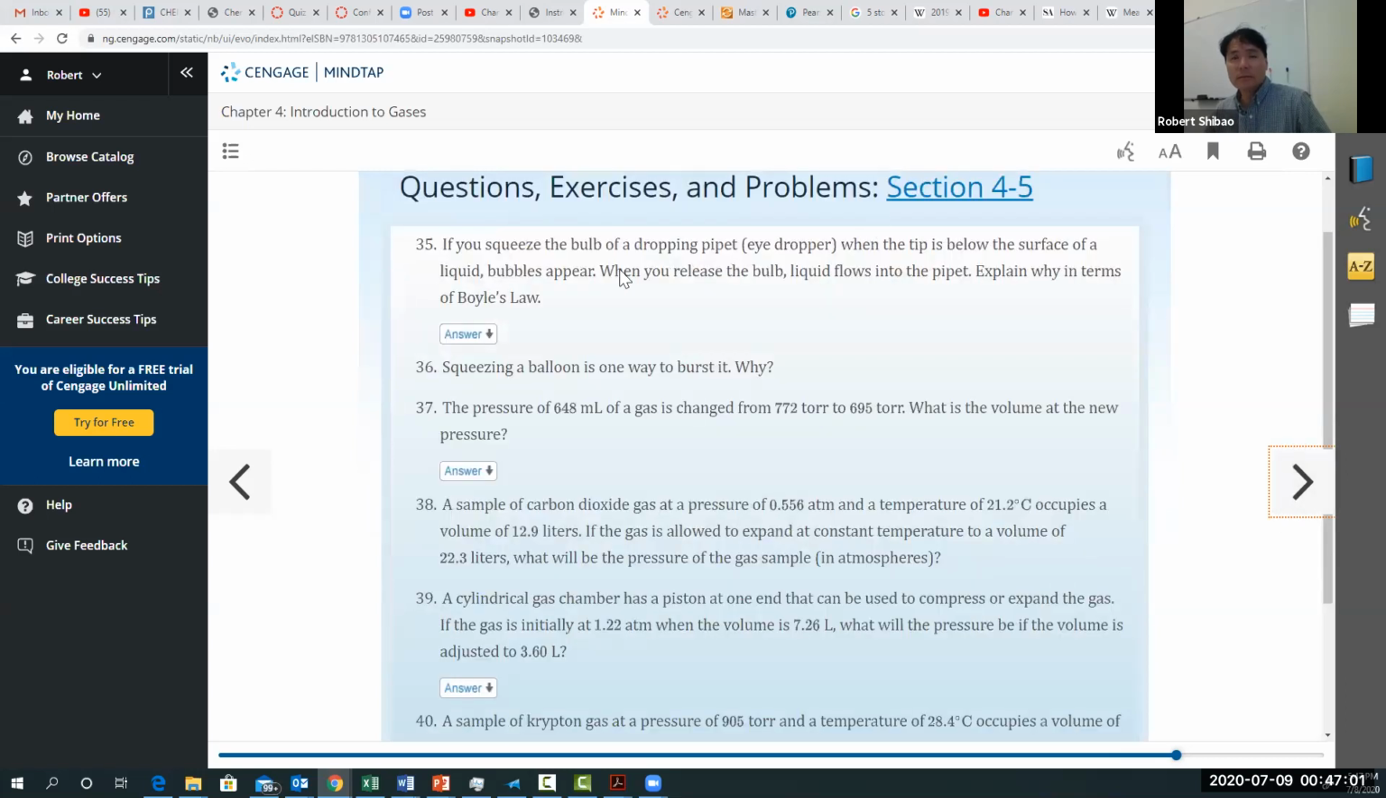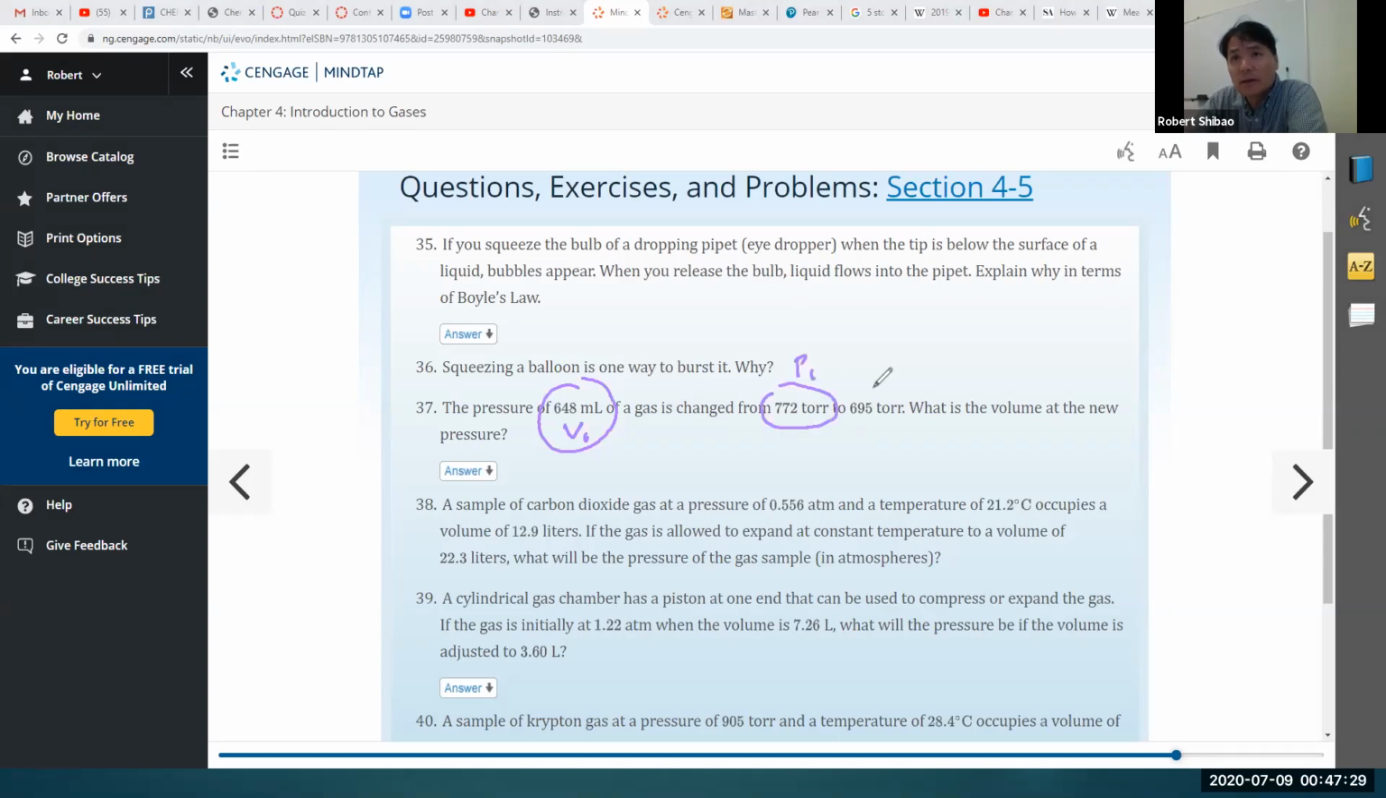So these are typical problems that we use the combined gas law. The pressure of 648 milliliters of gas, and so I would write it like this. I'm going to call this V1 here. Is changed from 772 torr, so I'm going to call this P1, to 695 torr. I'm going to call this P2. What is the new volume? So we'll call that V2.